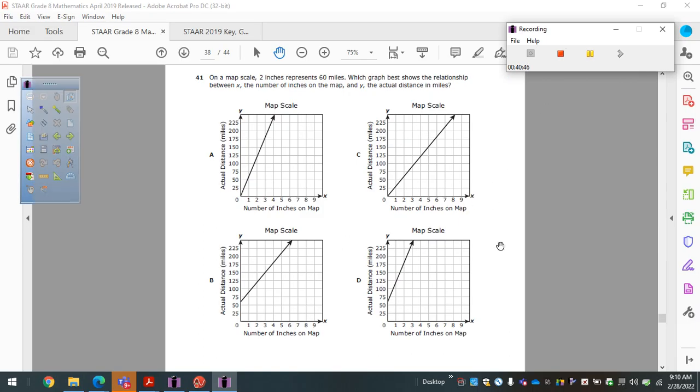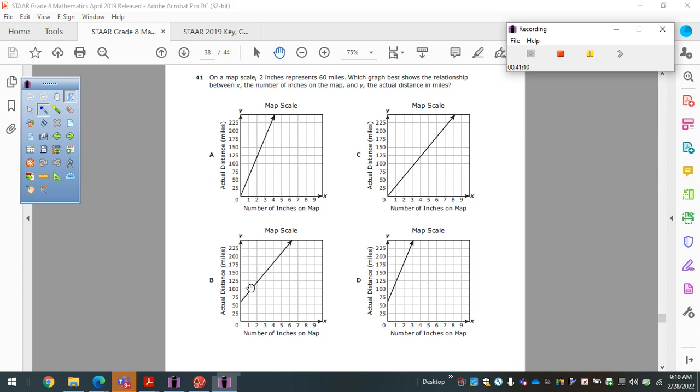So what do you think on this one, guys? Anybody think anything on this one here? Rise over run, slope, right? So on a map, 2 inches, 2 points. That's what you really want, 2 points. 2 inches represents 60 miles. Which graph shows the relationship between x, the number of inches on the map, and the actual distance in miles?